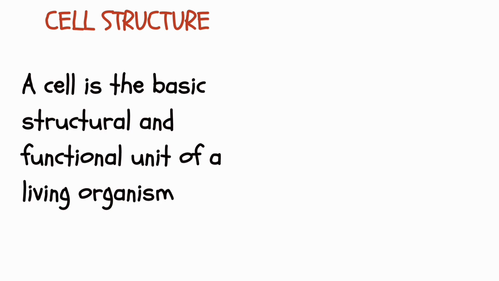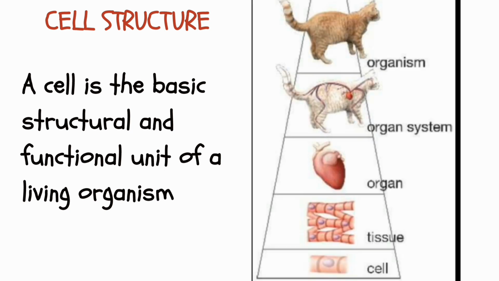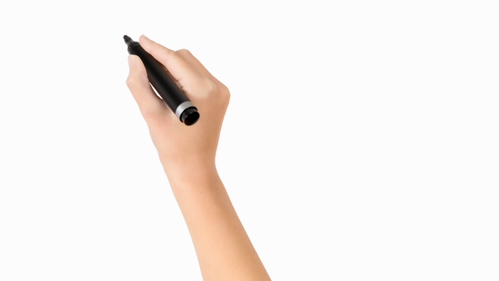What is a cell? A cell is the basic structural and functional unit of a living organism. Collection of cells that are performing similar functions will make up a tissue. Collection of tissues forms an organ. Collection of different organs make up an organ system. An organism is made up of different organ systems. So here we have cells, tissues, organs, organ systems, organism. So this is called the levels of organization.